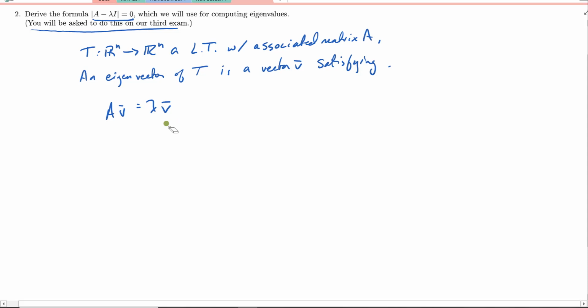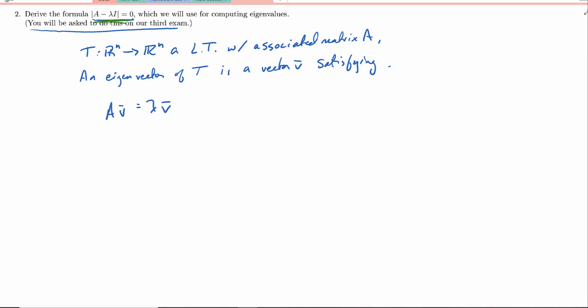Okay. So by the way, we call lambda here an eigenvalue. So we'd like to have a nice way of finding eigenvalues and then their associated eigenvectors. And the way we're going to do that is with this formula right above here. So I'd like to take the definition of what it means to be an eigenvector and derive this characteristic formula. Okay, so how are we going to do that?